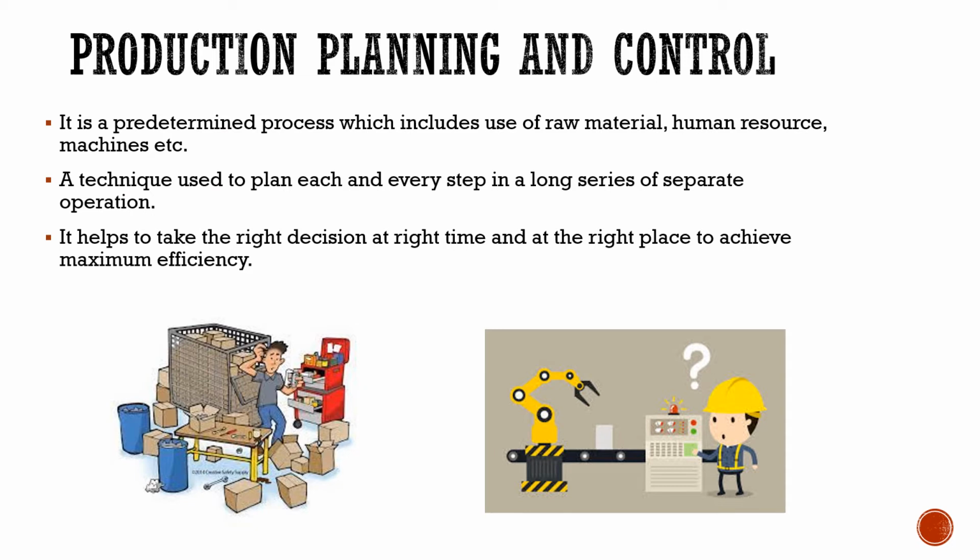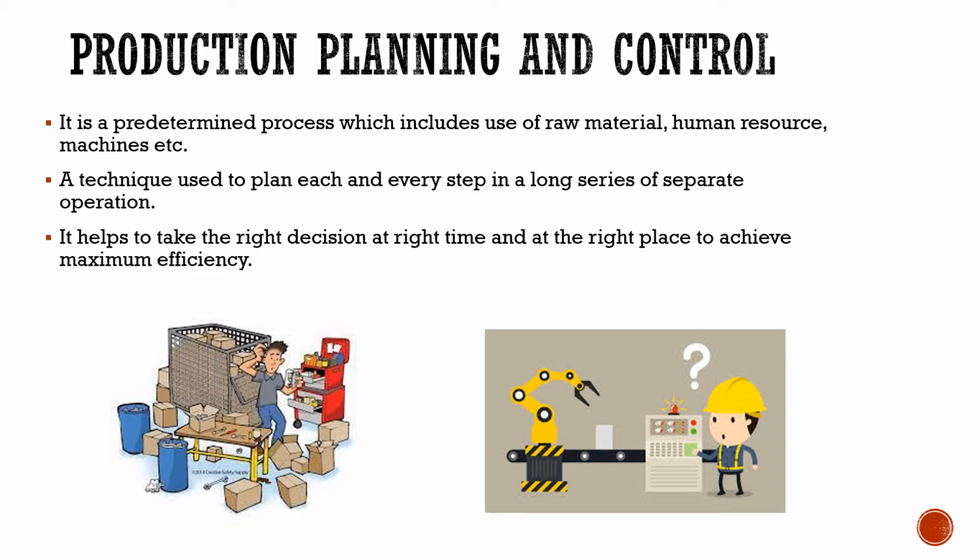So as you know, planning is where we decide something in advance, that is a predetermined process. Now what is a predetermined process? We have to take decisions regarding the raw material, the human resources, the machineries, each and every step included in the operation. You have to plan for it, and it helps to take the right decision at the right time at the right place to achieve the maximum efficiency.